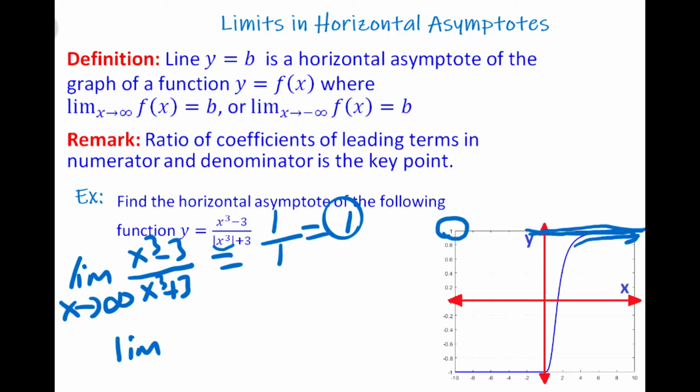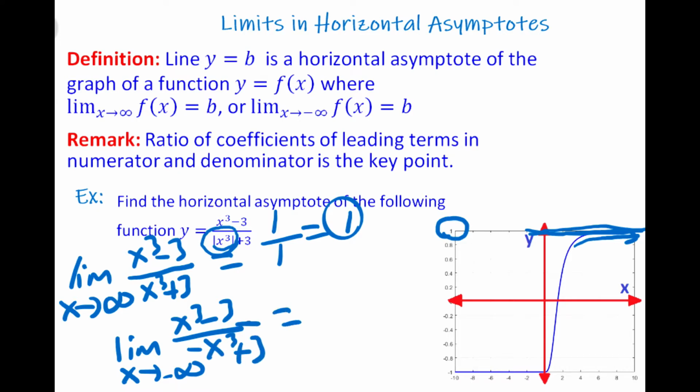And if we write the limit of x cubed minus 3 divided by, and now when x goes to negative infinity, the inside of the absolute value is negative. To make it positive, we just multiply it by a negative. So the absolute value comes out as negative x cubed plus 3, guys. And now if you look at the leading terms, again we have x cubed in the numerator and negative x cubed in the denominator. But if you look at their coefficients, in the numerator it is 1, in the denominator it's negative 1.